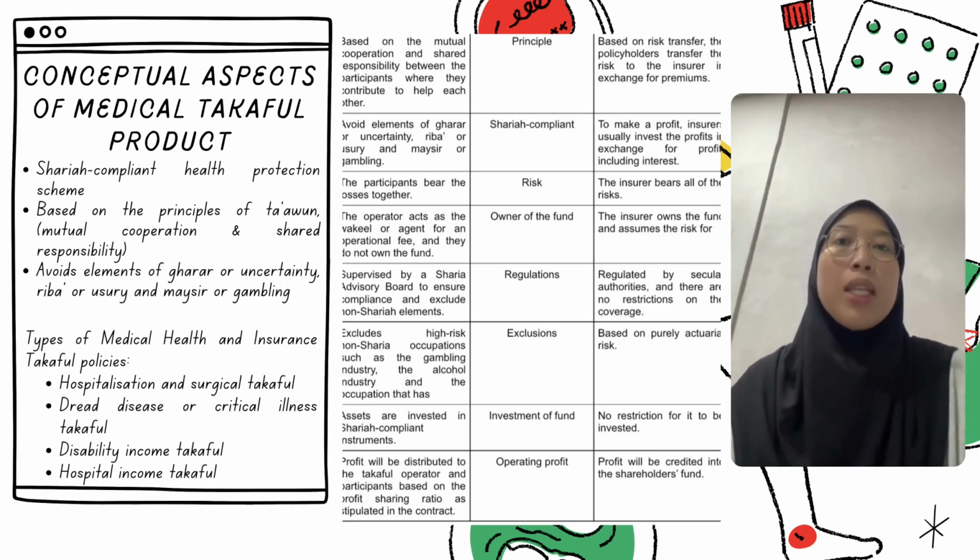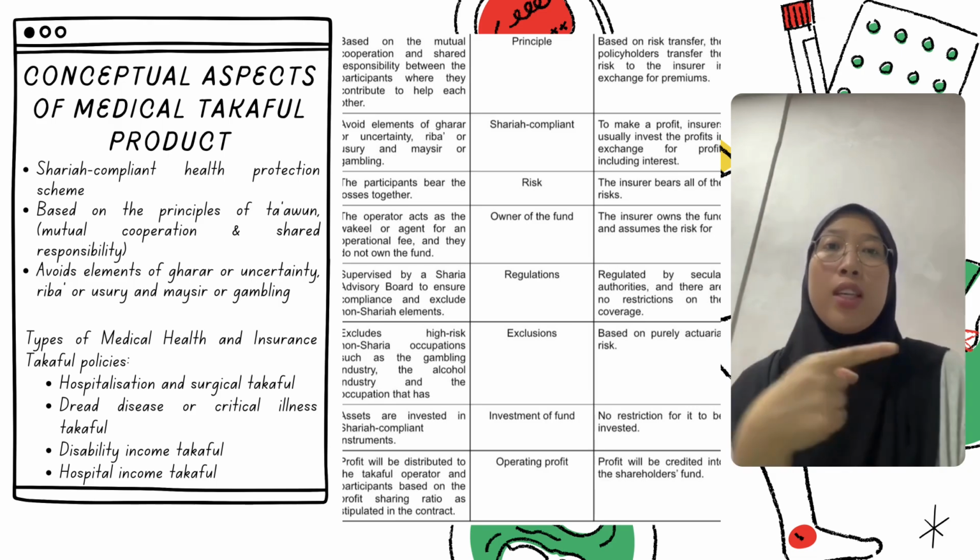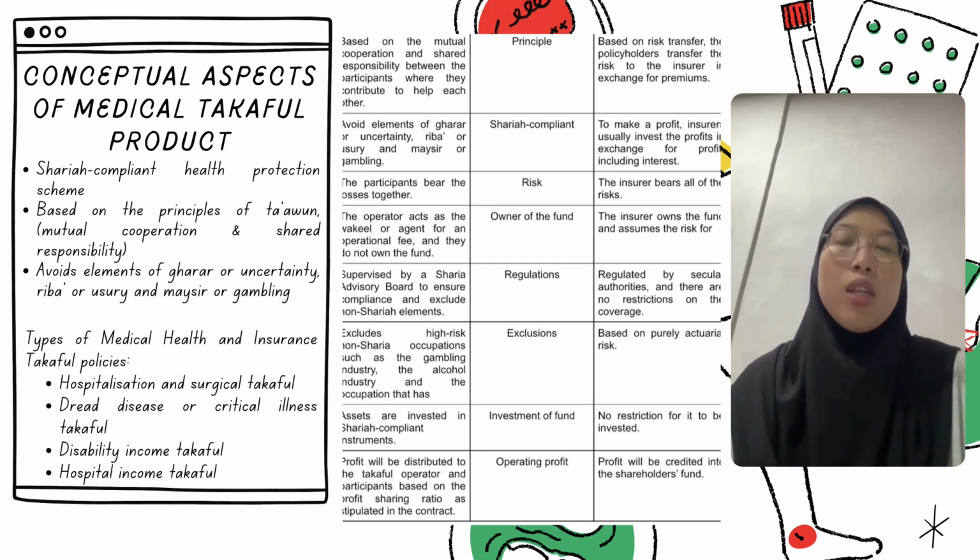There are 4 types of medical health and insurance takaful policies, which include hospitalization and surgical takaful, rare disease or critical illness takaful, disability income takaful, and also hospital income takaful. You may also refer here for the differences between medical takaful and medical insurance.